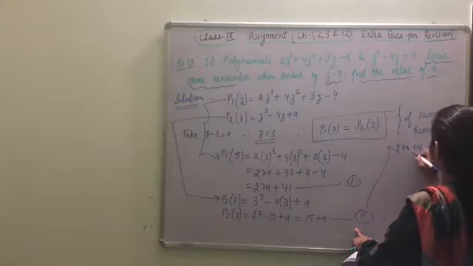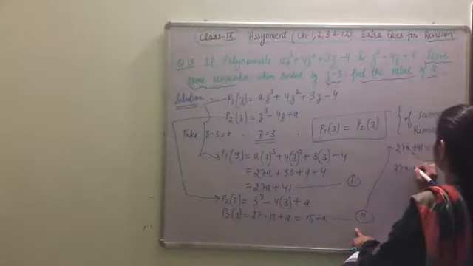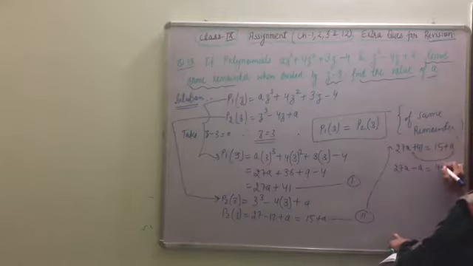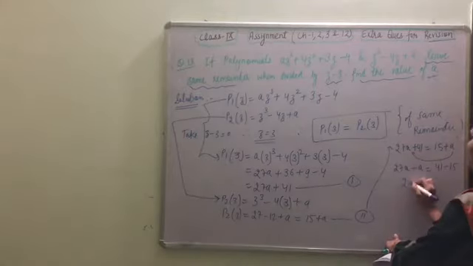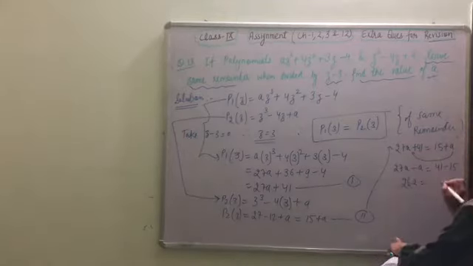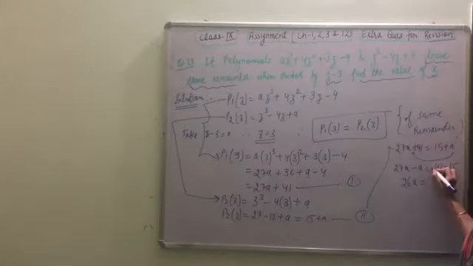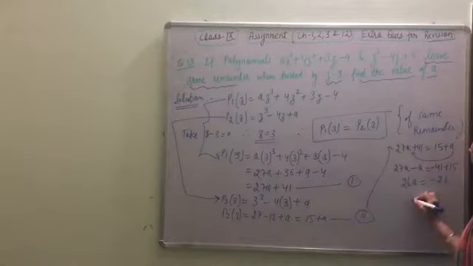We'll transpose this A to the left side: 27A minus A, 41 minus 15, 26A, and here this one will be with the negative sign, this one as it is, minus 26. So A is equal to minus 1 is the final answer.